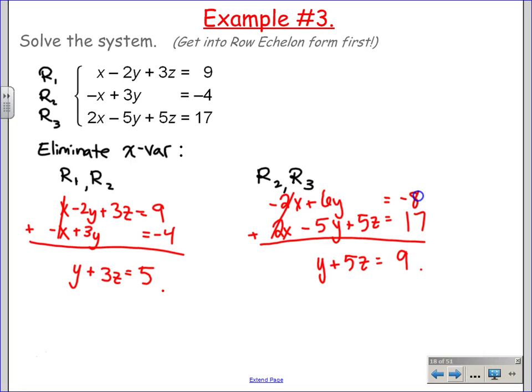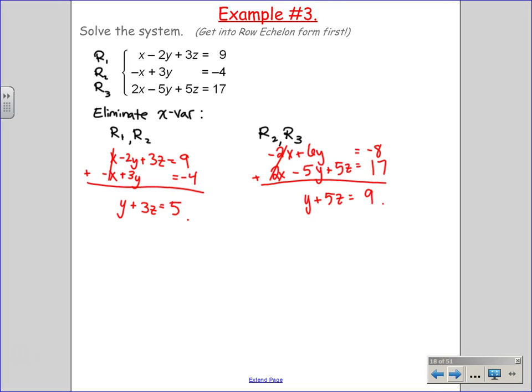What do you notice about what I have now that I have eliminated the x variables from the R1, R2 system and the R2, R3 system? What do I have remaining? 2 equations, 2 unknowns. Isn't that like section 7.2? 2 equations, 2 unknowns. What's my system going to say? Now it's time to eliminate the y variable using neither of these or any of those, right? So let's call it R4 and R5. Sound good? Using R4 and R5.